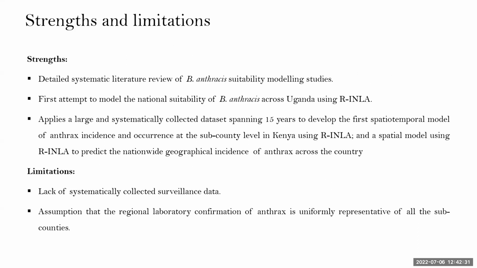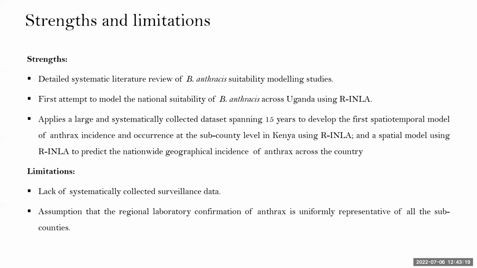So in terms of the strengths and limitations of the study, a detailed systematic literature review of Bacillus anthracis that includes information on reproducibility hadn't been done before. So this provides a first attempt of that. And also, it gives a first presentation of the model of the national suitability of Bacillus anthracis across Uganda using our INLA. And then also here we apply a large and systematically collected data set spanning 15 years to develop the first spatial temporal model of anthrax incidents and occurrence at sub-county level in Kenya using INLA, as well as a spatial model using the same approach to predict nationwide geographical incidence of anthrax across the country.